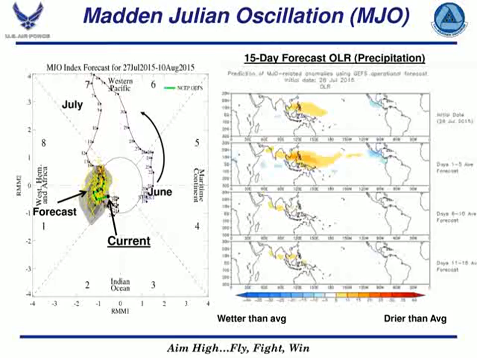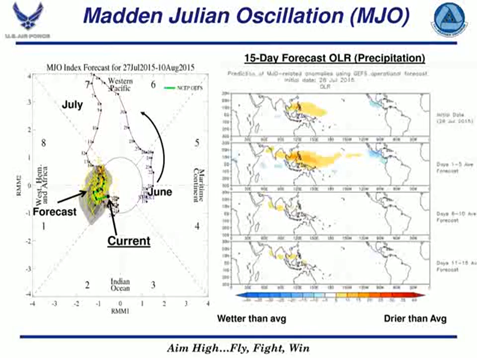The MJO over the past month has remained very active with at times very high amplitude. Amplitude on July 5th was the highest July value on record dating back to 1981. The diagram on the right is a depiction of the forecasted anomalous outgoing long-wave radiation, or OLR, based on the ensemble GFS forecasted RMM phase over the next 15 days.